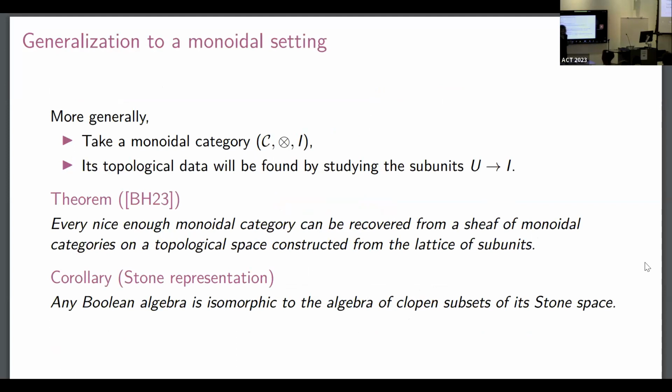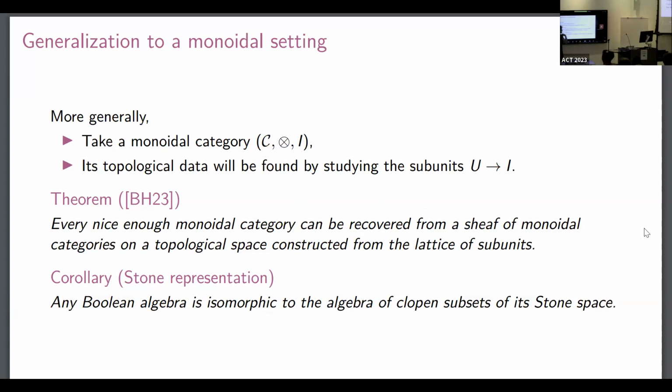we can generalize that to a monoidal setting. So if I say the exact same sentence, I take a monoidal category, and then its topological data will be found by studying its subunits. So the morphisms from any object to the unit of the monoidal category. And in fact, theorem: if my monoidal category is nice enough, we can recover it exactly by studying sheaves on a topological space. And this topological space is constructed from the subunits. The subunits form a lattice, and a lattice we can transform into some kind of topological space. And then by taking the sheaves on it, we can recover the monoidal category.